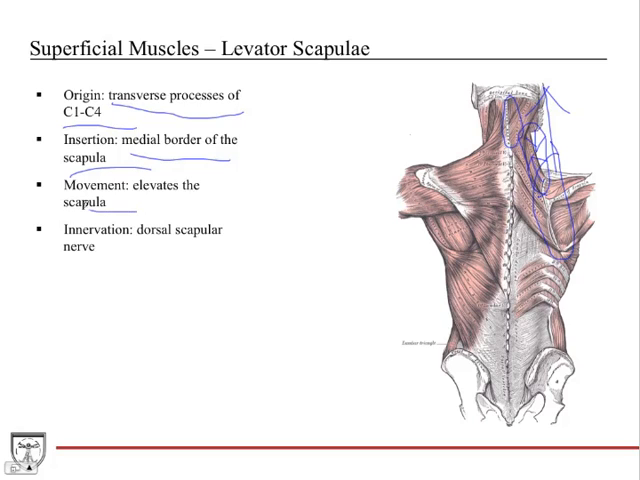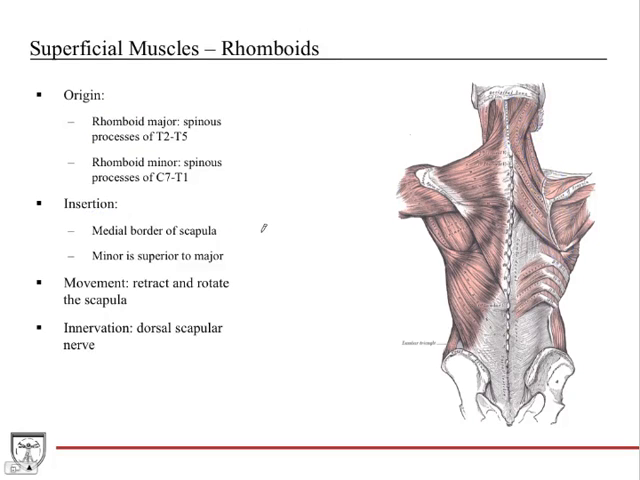And this innervation is the dorsal scapular nerve, which, again, we're going to go over in much more detail in the lecture on the brachial plexus, because this is a nerve that comes right off of the C5 and C6 spinal nerve roots, which then go on to contribute to the brachial plexus. Then we have the rhomboid muscles, which are these two guys right here.